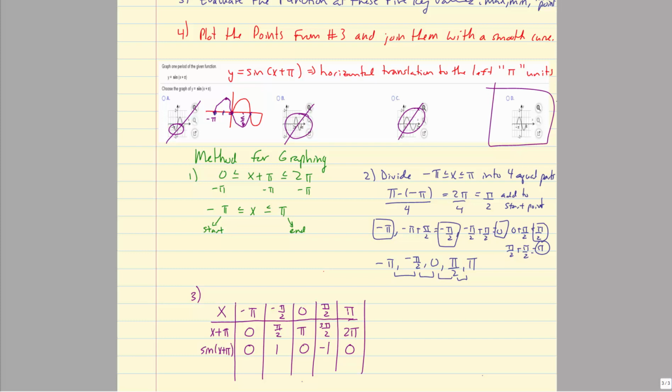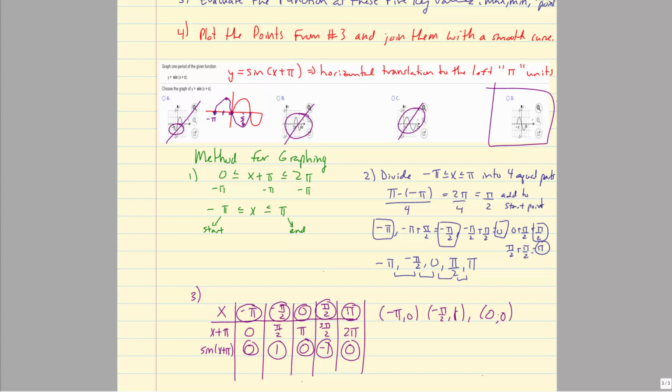I want to plot the ordered pair negative pi, 0. Negative pi over 2, 1. 0, 0. Pi over 2, negative 1. Pi, 0. This row in between is basically a row to help you calculate some values. So again, the points I want to plot are negative pi, 0. Negative pi over 2, 1.